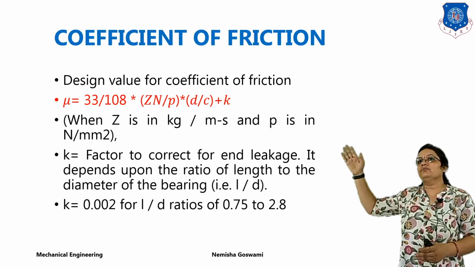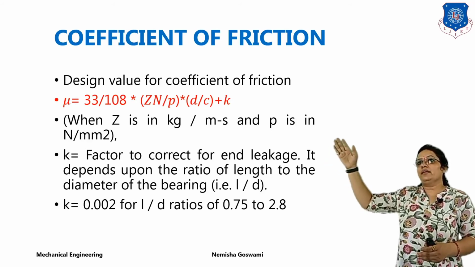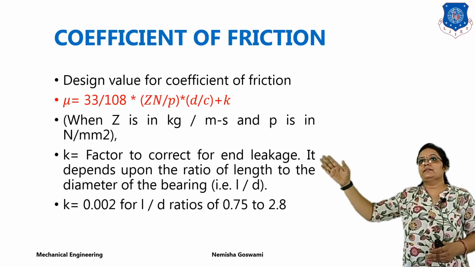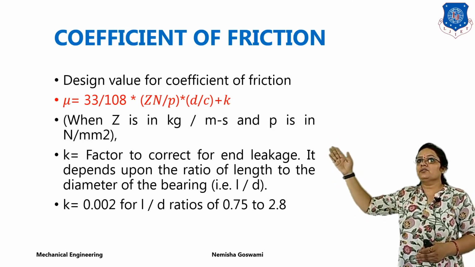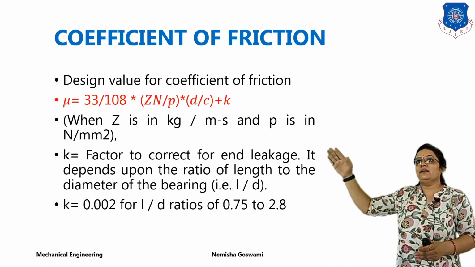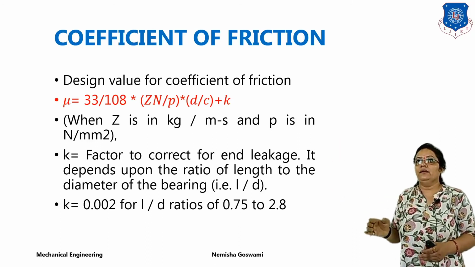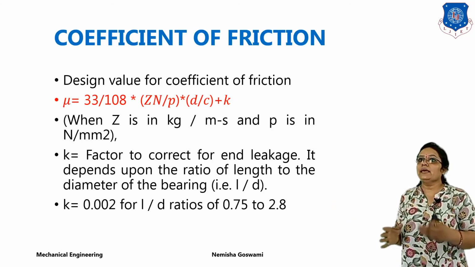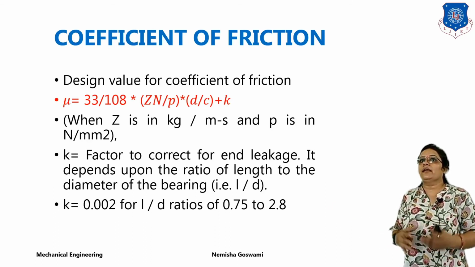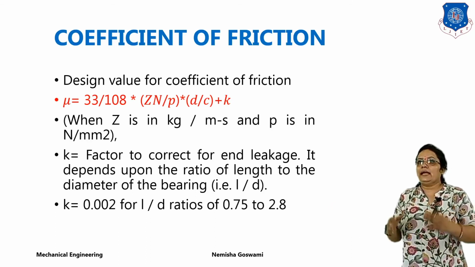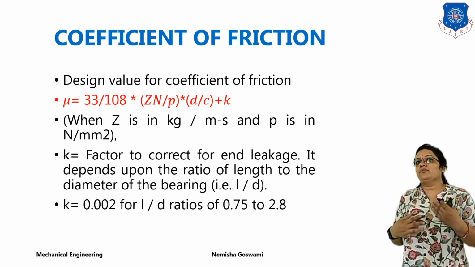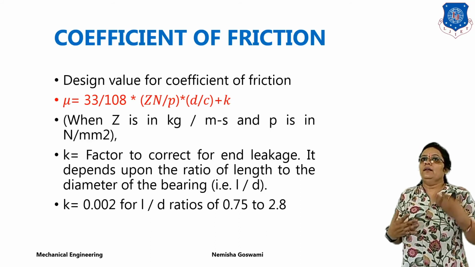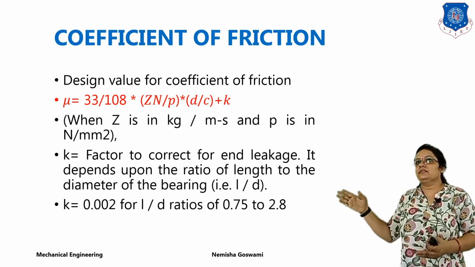So mu is equal to 33 divided by 10 to the power 8 into Zn by P, bracket D by C, plus K. Here it's not 108, it's 10 to the power 8. Next, what is K? K is the factor to correct for end leakage. We consider the end leakage factor because we are using lubricant, so lubricant may leak out. So this is very important.